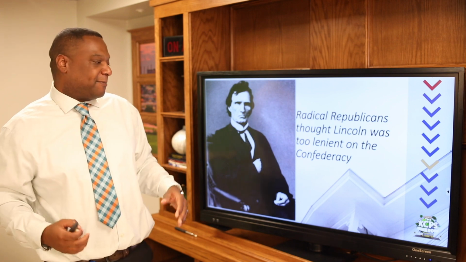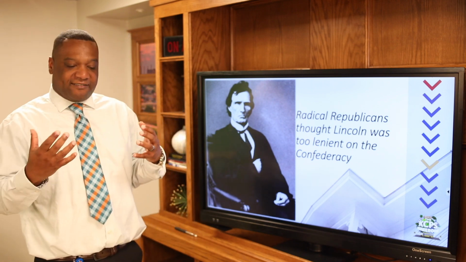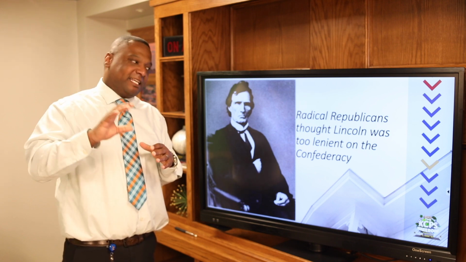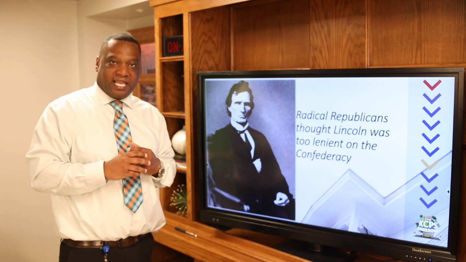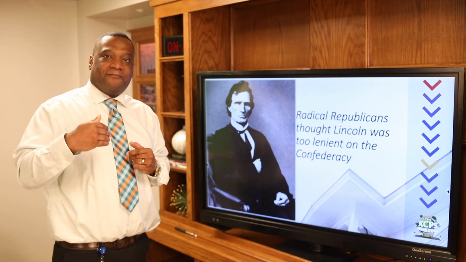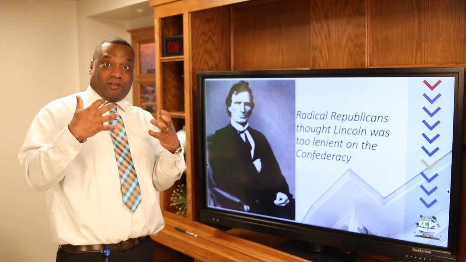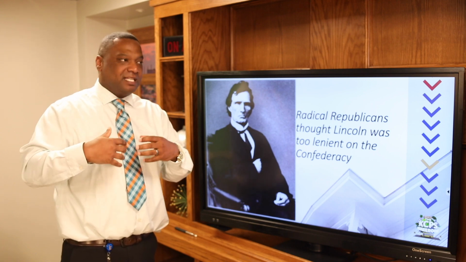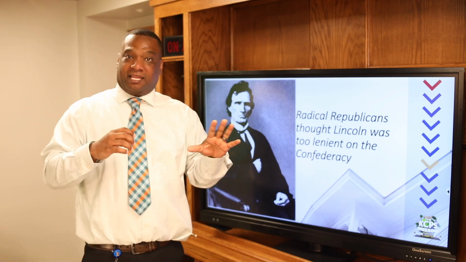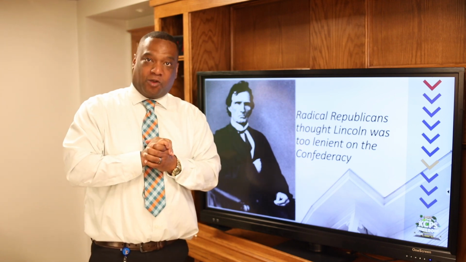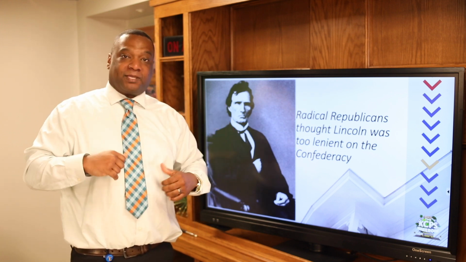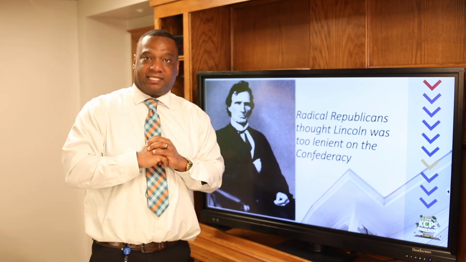So the radical Republicans. Let's talk about Thaddeus Stevens, who was the leader of them. This is Thaddeus Stevens. Basically, he thought Lincoln was too lenient on the Confederacy. He thought they should pay a higher price. He thought 50% of them needed to take a loyalty oath to the Union. So this was a huge deal, because you remember Lincoln's plan, only 10% had to take this oath, loyal to the Constitution of the United States. But the radical Republicans wanted 50% of the population to do so, right?